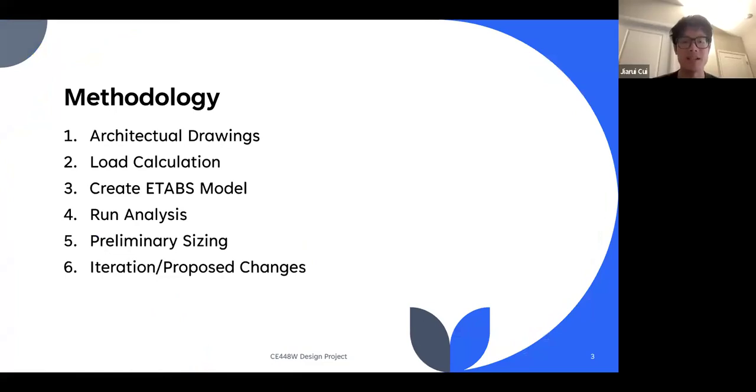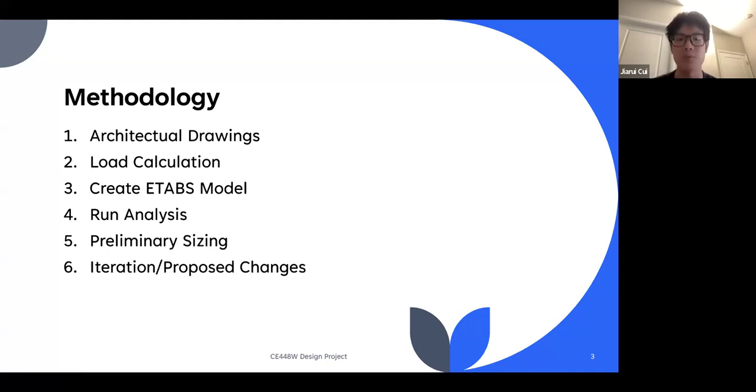At the beginning of the semester, the architecture drawing of the building was provided to the group. Then the group calculated the load on the building based on ASCE 7-22. The ETABS model is developed based on the structure drawing with proposed modifications, and the loads are applied to the model for structural analysis to get the preliminary sizing of the structural members.